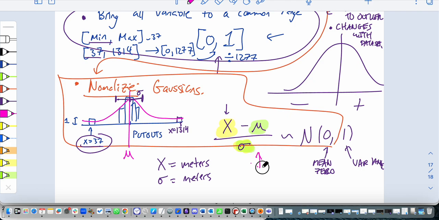Sometimes this is called a z-score. A z-score of 2 means you're 2 standard deviations above the mean. If z equals 2, then x equals mean plus 2 sigma. You're 2 standard deviations above the mean. So that's another way to think about it. We're converting everything, instead of being in raw units, into terms of z-scores.